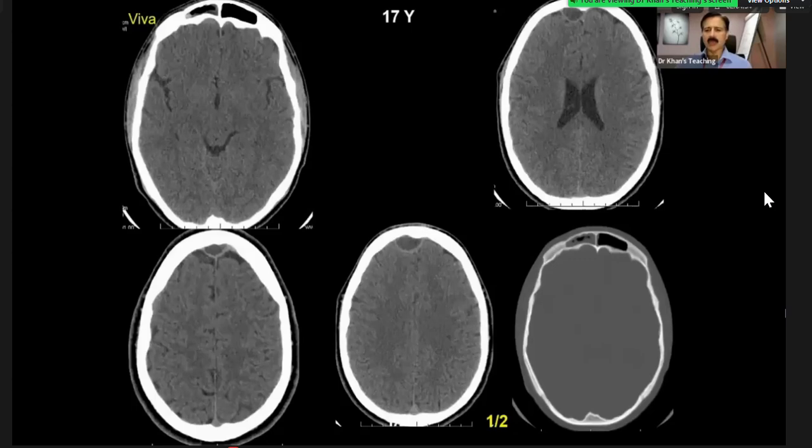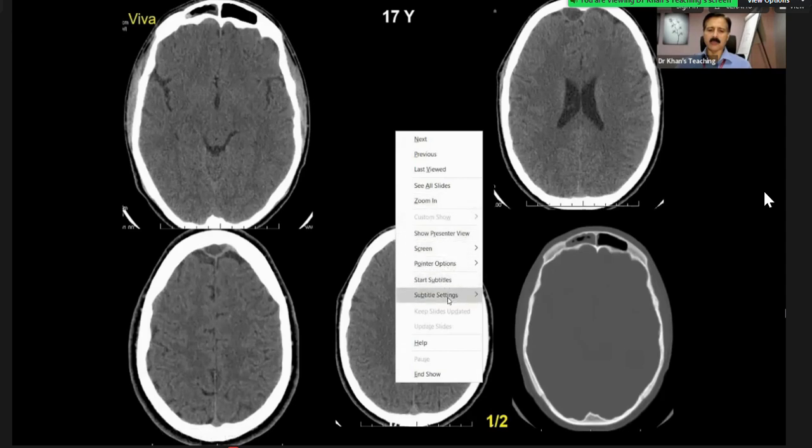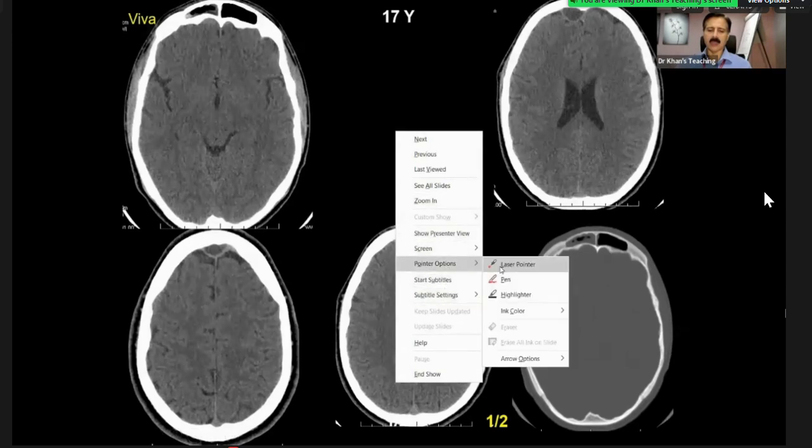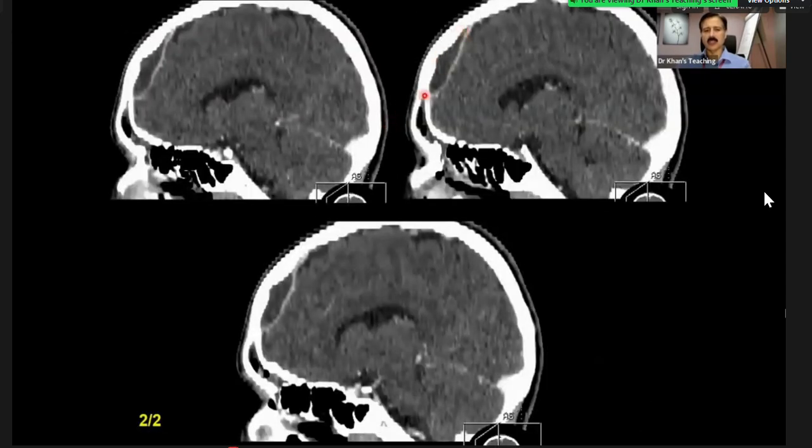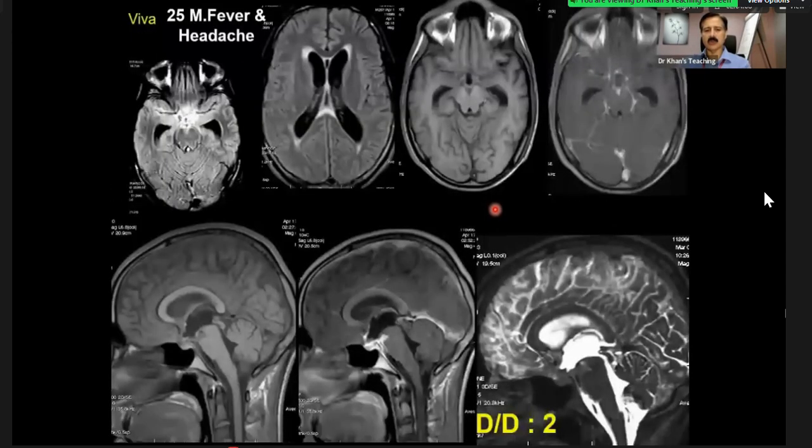So in head and neck, infections are very important for your exam. Complications of head and neck infections, particularly intracerebral and things like that. So this is an epidural or extradural empyema as a complication of sinusitis, and you can see it here also.